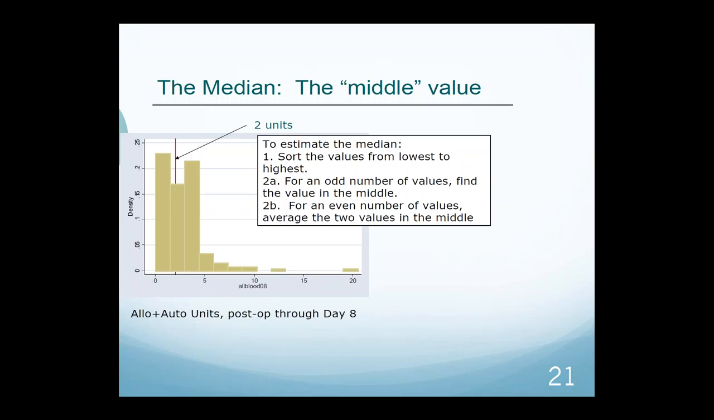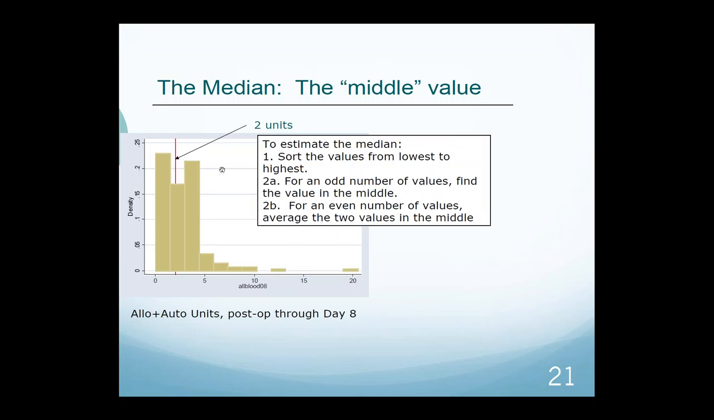We also have the median, which is similar to the mean, and it is a middle value. To estimate the median, we sort all the values from lowest to highest. For an odd number of values, an odd sample size, we find the value in the middle, and this is our median. But for an even number of values, we average the two values in the middle, and this would be our median. In this case, we'd be averaging the number of units of blood, right? Not the number of patients.